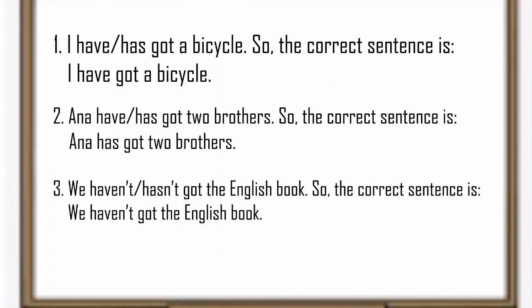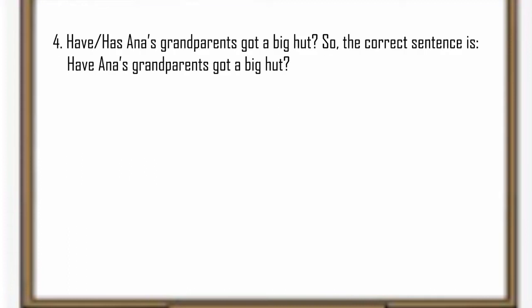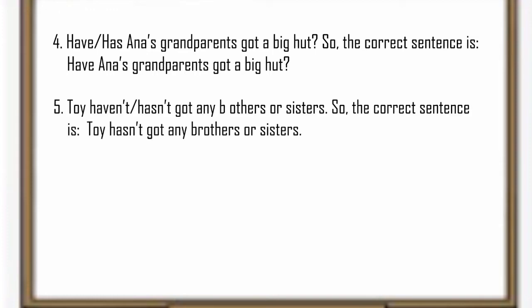Number 3. We haven't or hasn't got the English book. So, the correct sentence is we haven't got the English book. Number 4. Have or has Anna's grandparents got a big hut? So, the correct sentence is have Anna's grandparents got a big hut? Number 5. Toy haven't or hasn't got any brothers or sisters. So, the correct sentence is Toy hasn't got any brothers or sisters.